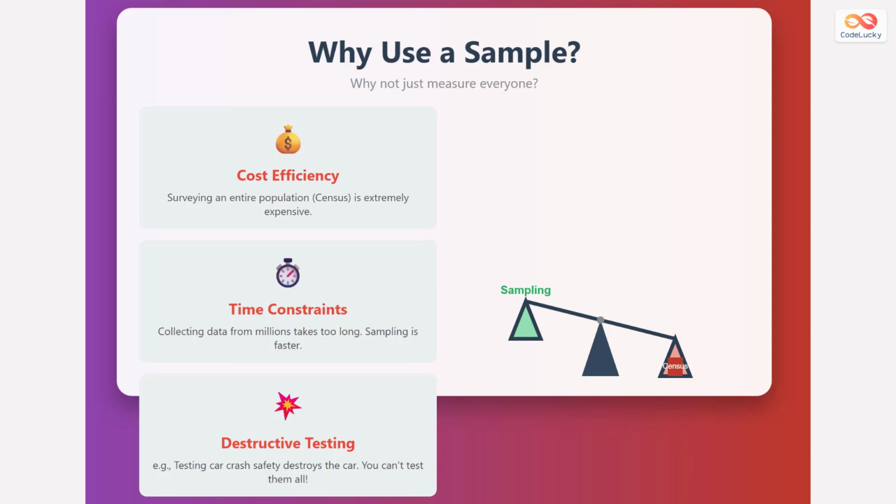You might wonder, why not just measure everyone? Why use a sample at all? There are three main reasons. First, cost. A full census is incredibly expensive. Second, time. Gathering data from millions takes too long. And third, sometimes testing is destructive, like crash testing cars. You can't crash every car you manufacture, so you test a sample.